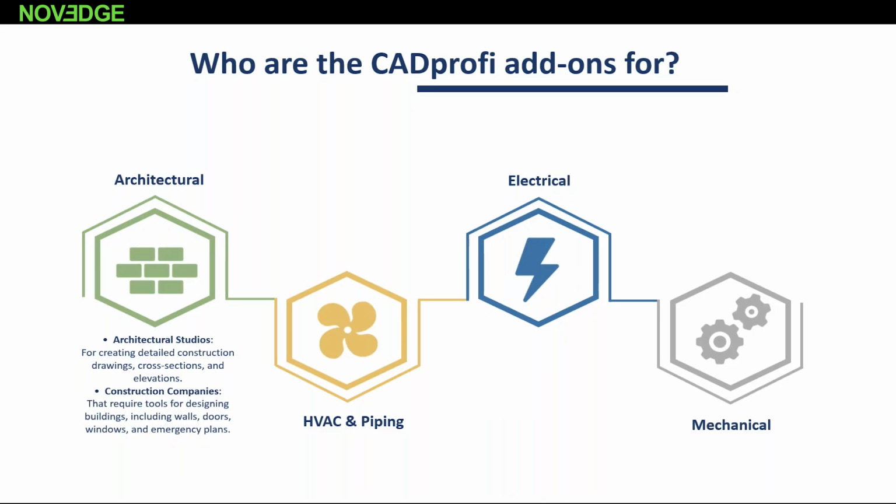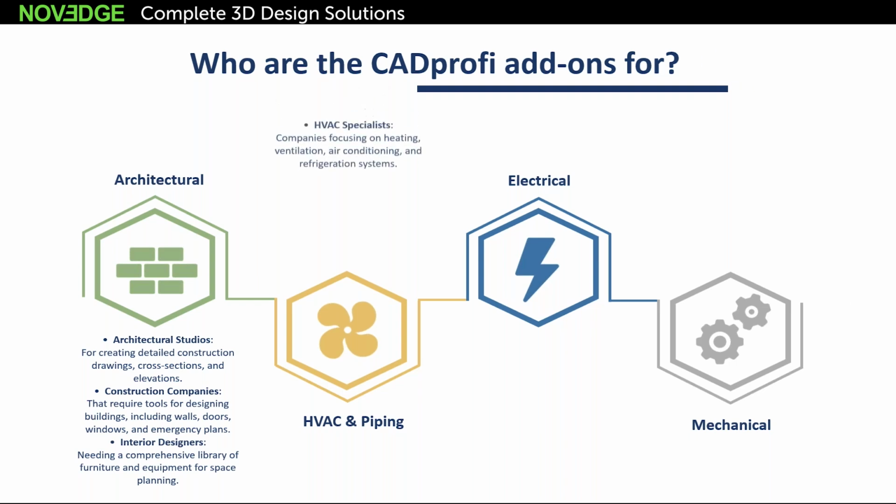Who might also be interested? Construction companies that require tools for designing buildings, including walls, doors, any other equipment, and finally the emergency plans. Finally, in the architectural module, interior designers might also be interested, as they need a comprehensive library of furniture and equipment for space planning. When we are speaking about HVAC and piping, that's of course for the HVAC specialists.